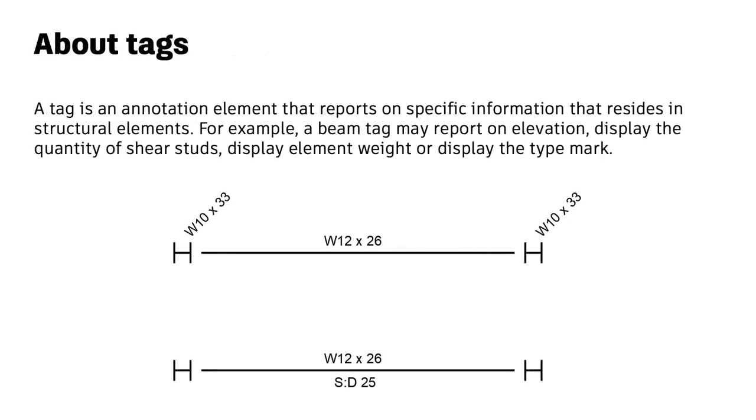A tag is an annotation element that reports on specific information that resides within structured elements. For example, a beam tag could report on an elevation, display the quantity of shear studs, display the element weight, or in fact the type mark. The image at the bottom of the screen is showing the beam designation as well as the span to depth ratio. This is placed in one go with the beam annotation.